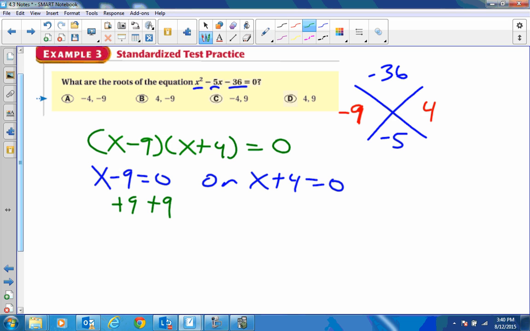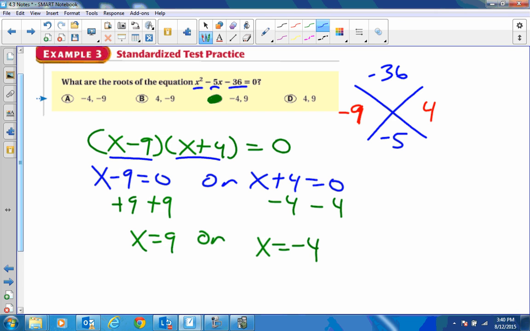You get 9 or negative 4. So 9 or negative 4, which would be C. Now, once you get good at this, again, with practice, you'll start to realize that, oh, it's x minus 9, and the answer is going to be 9 if it's set equal to 0. If it's x plus 4, the answer is going to be negative 4 when it's set equal to 0. You don't even have to do all that work on that last part. But until then, write it out as each part equal to 0 and solve it.